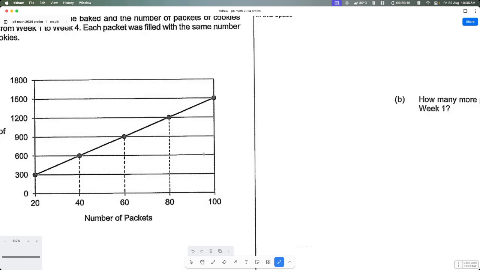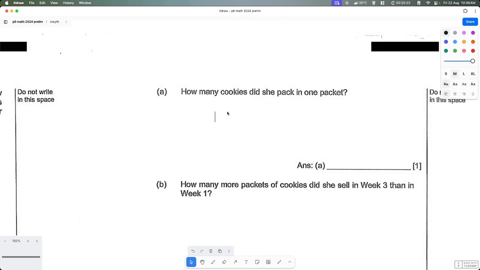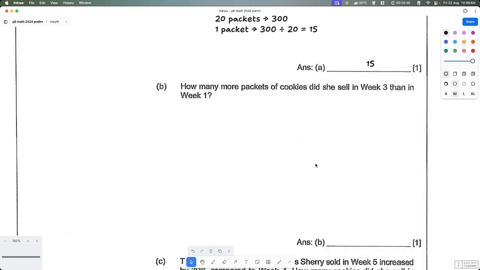So technically we can just write 20 packets is equal to 300. One packet is equal to 300 divided by 20. This is equal to 15. Pretty straightforward. Okay, let's move on to part B.